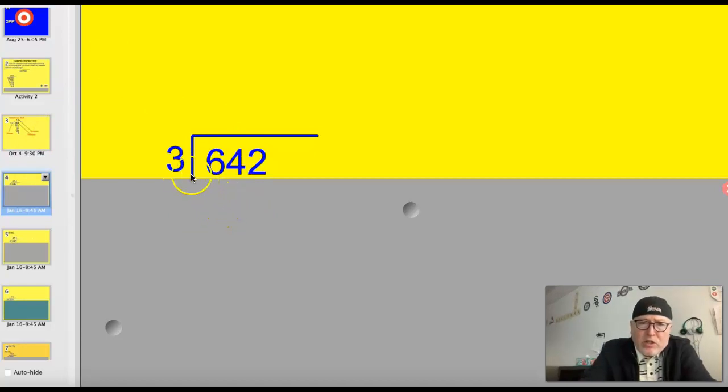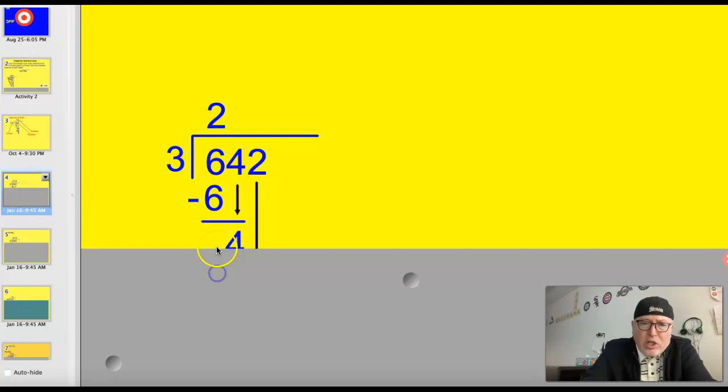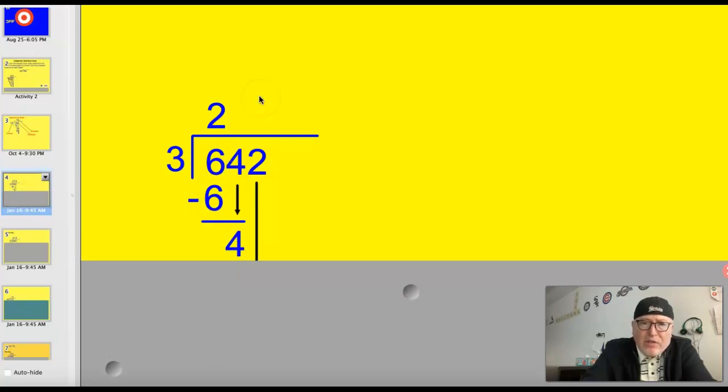So you first ask yourself, does the divisor, 3, fit into 6? And yes, it'll fit in there a couple of times. So 2 times 3 is 6, and we subtract 6 minus 6, and that gives us 0. There's nothing left there. I'm going to put in a 0 for you. I don't know what happened to it. I can probably click it and it would appear, but we'll just drop it in.